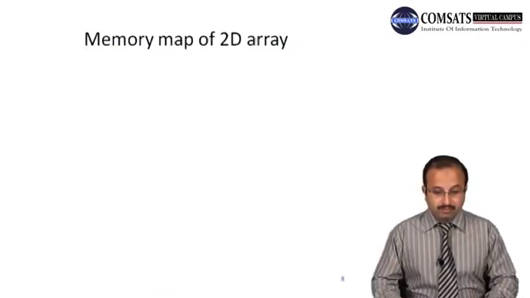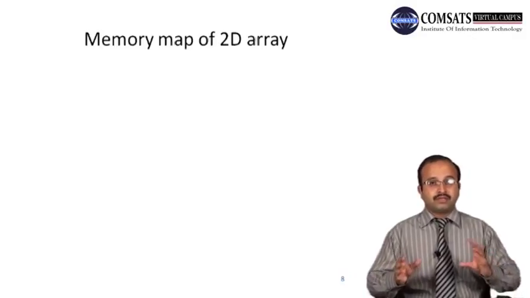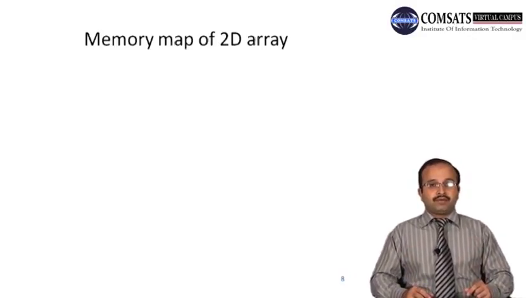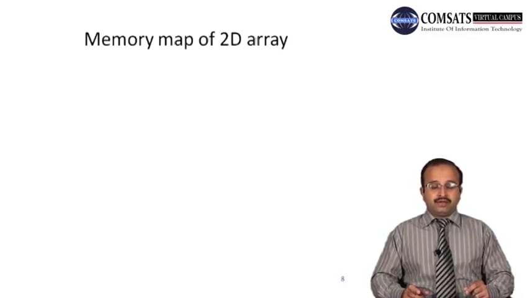Now let's see how the memory is allocated for a two-dimensional array. Memory map, that is how actually the memory is allocated for a two-dimensional array. For the one-dimensional array, we know that the memory allocated is continuous. All the elements are allocated together and they are not scattered in the memory. For example, if we declare an array of 10 elements and the type of that array is integer, then all these 40 bytes will be allocated continuous. A group of 40 bytes will be allocated.